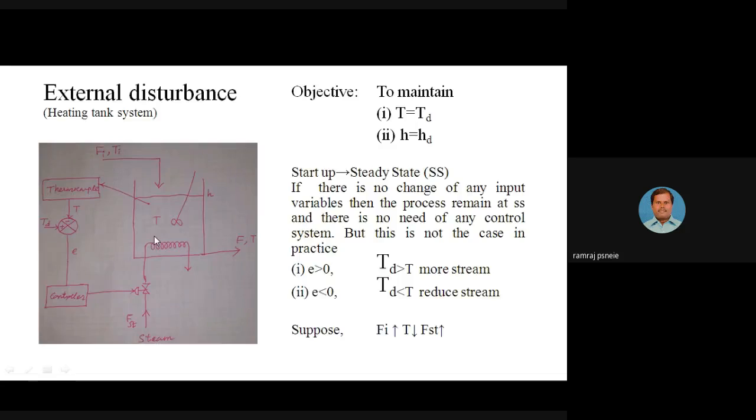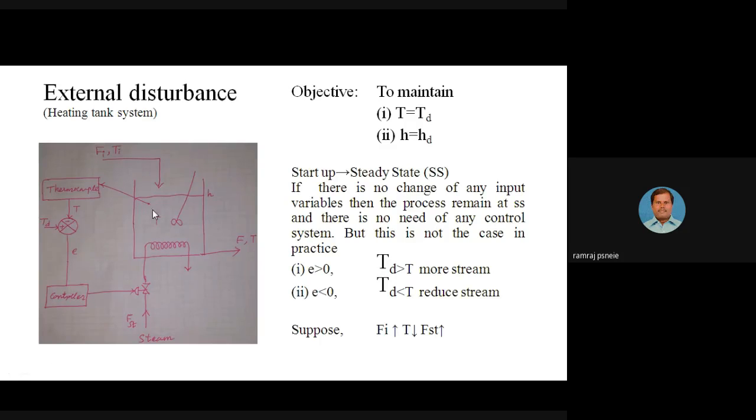Okay, at that time we need to introduce the control system. How can we introduce the control system? First of all, we need to measure the present temperature. That temperature T will be measured with the help of a thermocouple. That value will be given to the summing point.